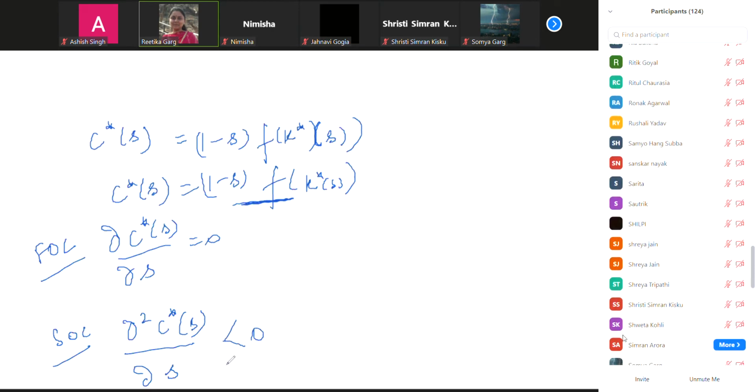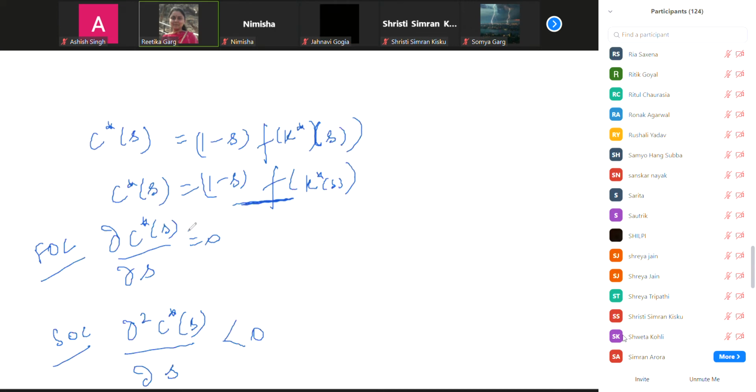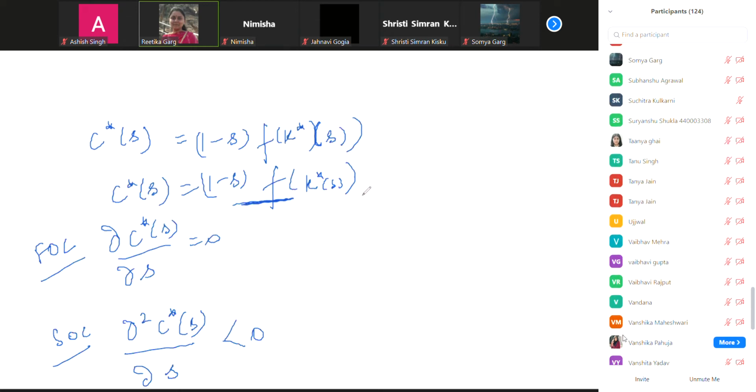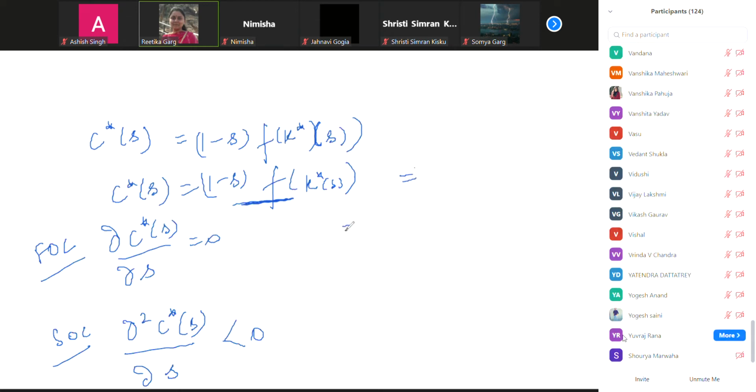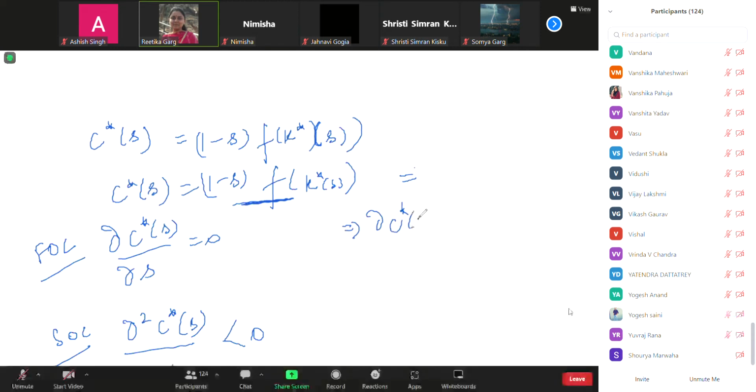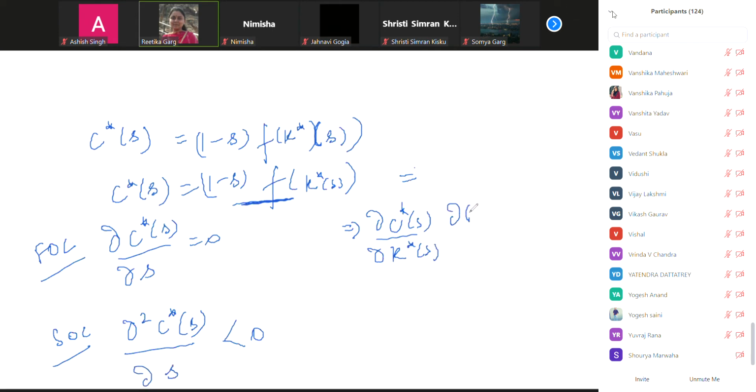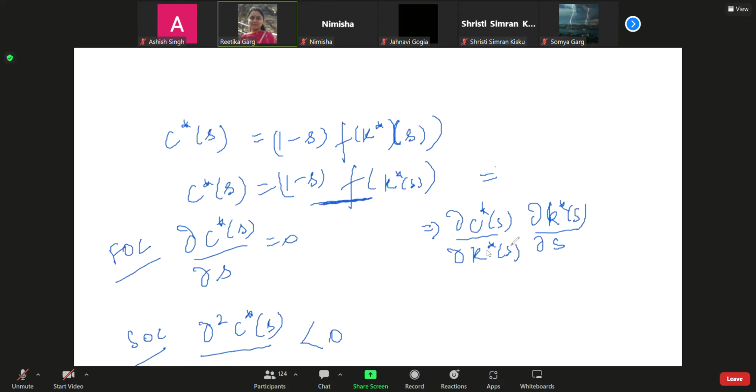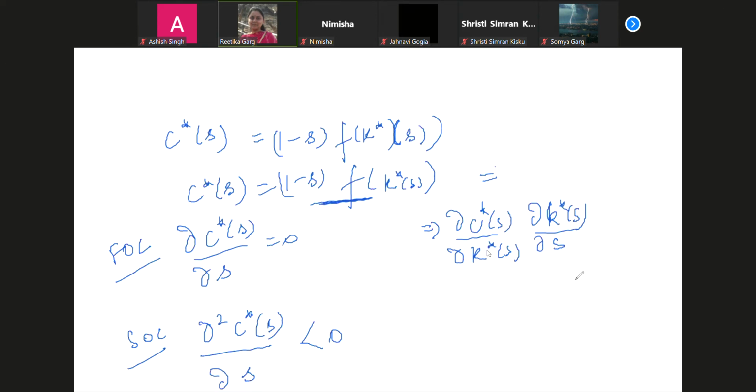Right? So you'll basically differentiate this C star equation with respect to S, and you can also follow the chain rule here. You can say that this would be the same as del C star by del K star, and then del K star by del S. So you can do it this way. I'll just give you 2 minutes and then you tell me the expression that you will get. Can you all just solve for yourself? I'm waiting for you.